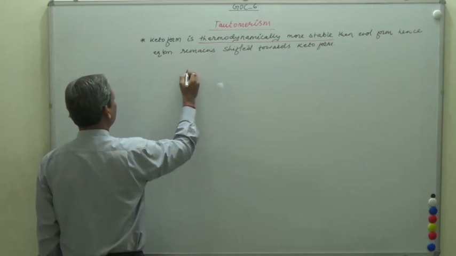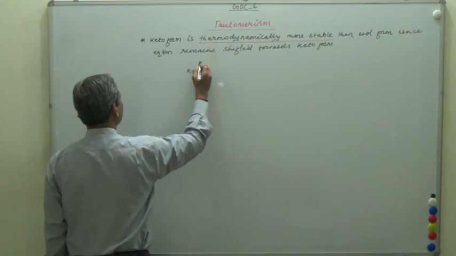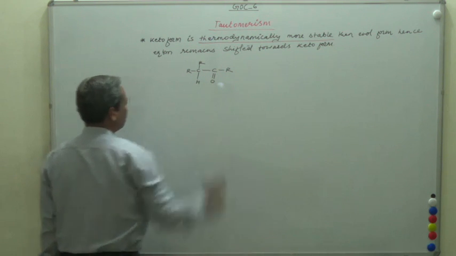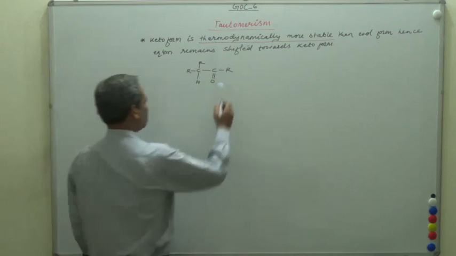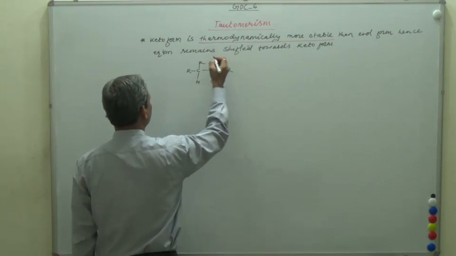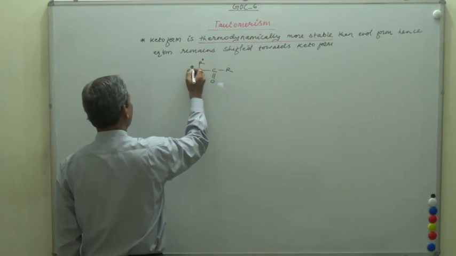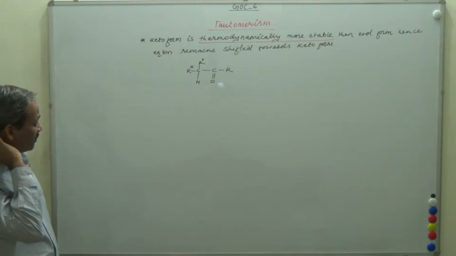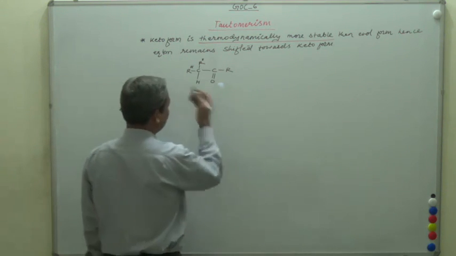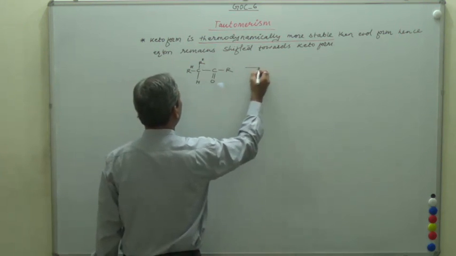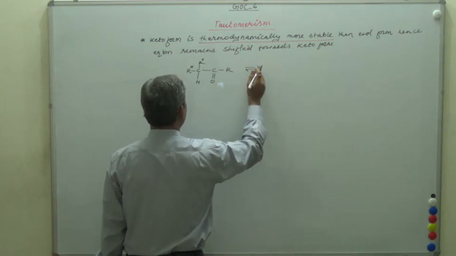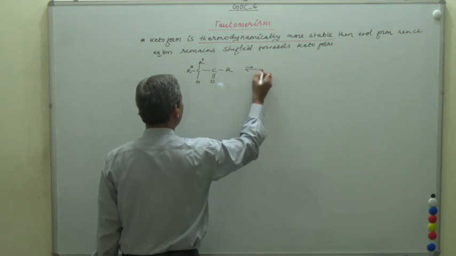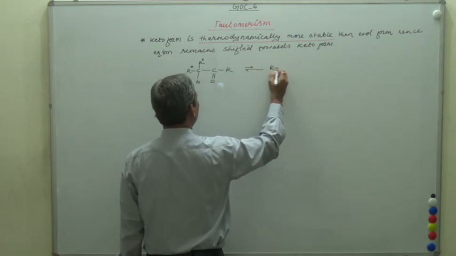So, suppose this is any compound that satisfies the condition of tautomerism. So let's take different types of groups, R', R'', R''', or we can write them as R1, R2, R3. Now when it is in dynamic equilibrium, then this equilibrium lies towards keto form.